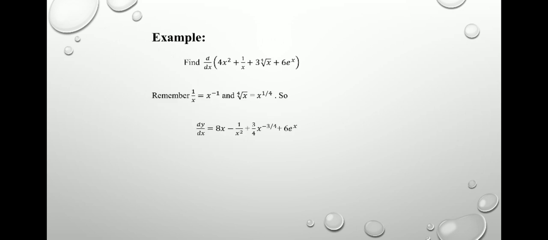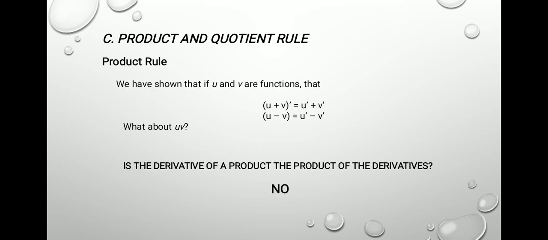We have an example here. Find d over dx of the quantity 4x squared plus 1 over x plus 3 times the fourth root of x plus 6e to the x power. Remember, 1 over x is equal to x to the power of negative 1, and the fourth root of x is equal to x to the 1/4 power. So dy over dx is equal to 8x minus 1 over x squared plus 3/4 x to the power of negative 3/4 plus 6e to the x power.